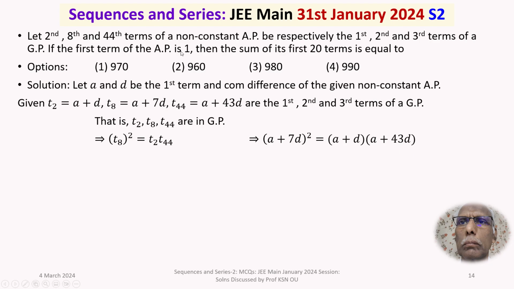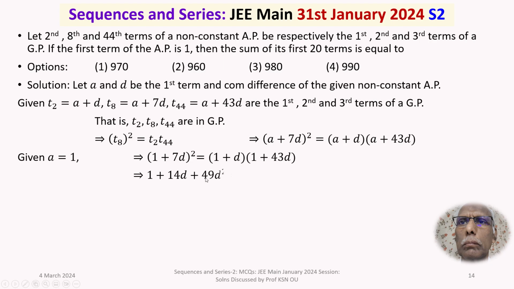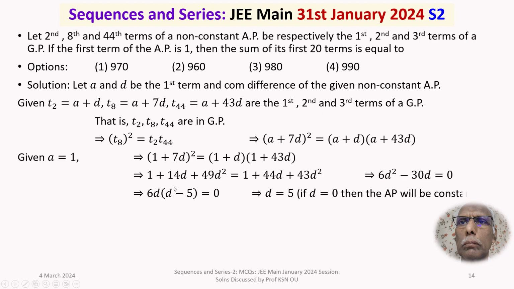Now you are given that the first term A of the arithmetic progression is 1. So let us take A equal to 1 and substitute in this. Now expand the product of the factors and simplify, and you will get 6D square minus 30D is equal to 0. 6D is common, so 6D times (D minus 5) is equal to 0. It will give you D equal to 5 and D equal to 0.